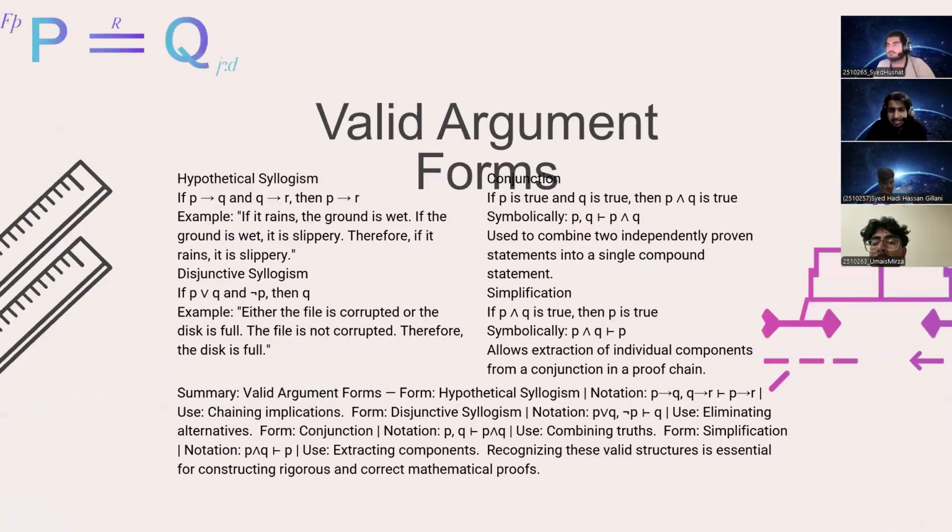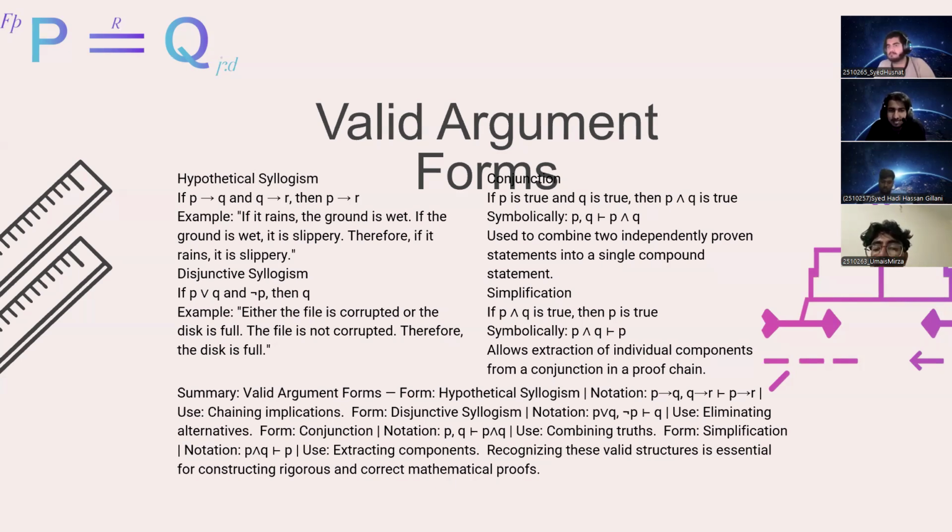On this slide, we can see some common valid argument forms used in mathematical proofs. The first one is hypothetical syllogism. It allows us to connect two implications together. For example, if it rains, the ground becomes wet, and if the ground is wet, it becomes slippery. Therefore, if it rains, it becomes slippery.